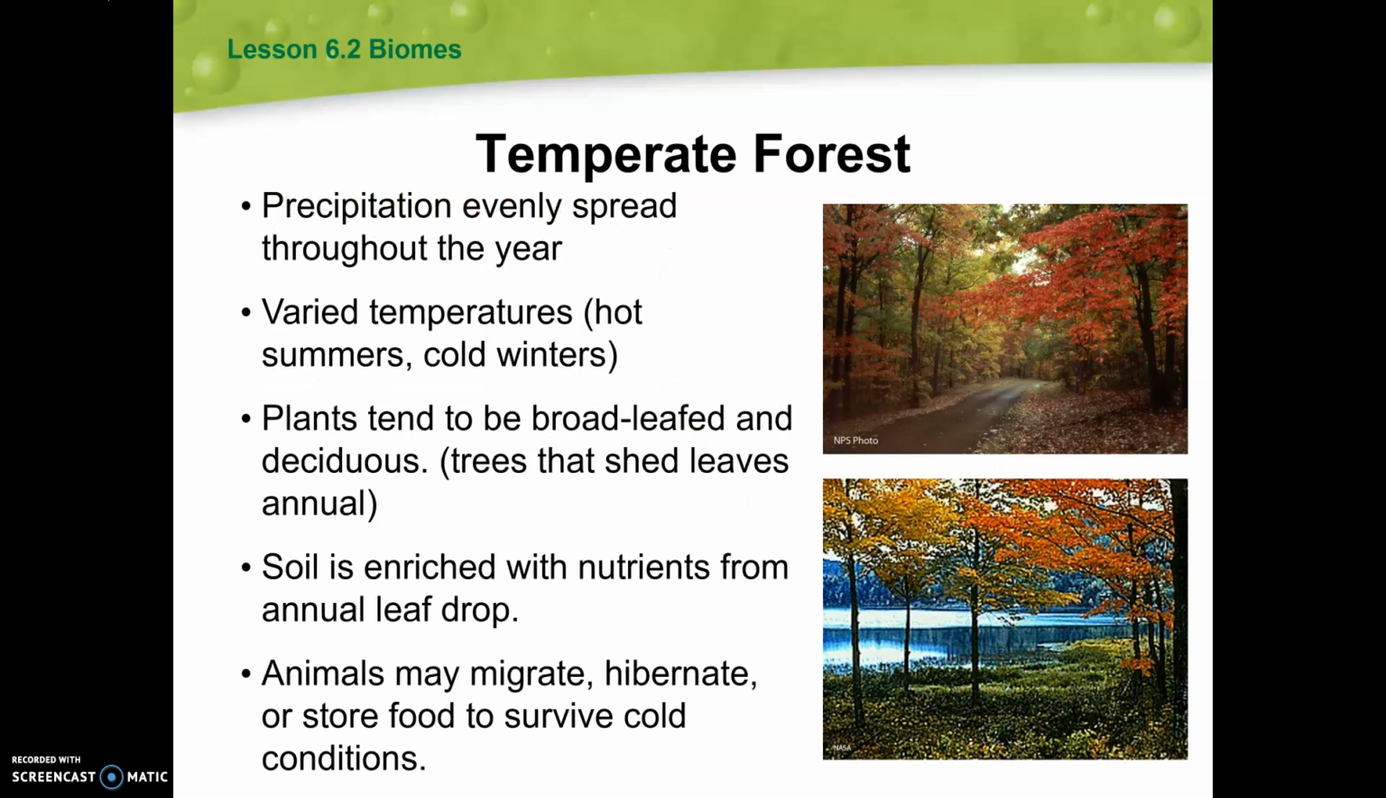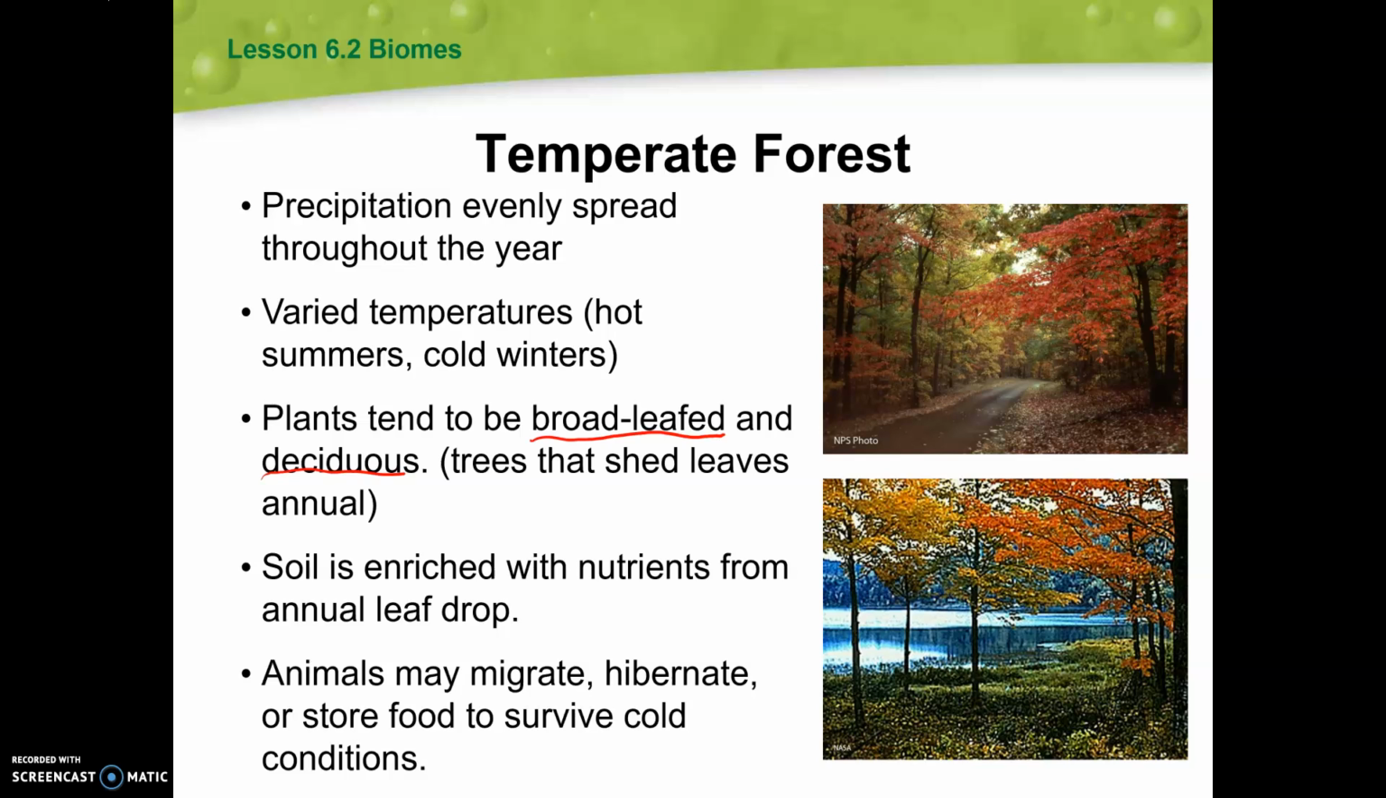Some characterizing factors: our precipitation is spread evenly throughout the year. Temperatures vary with season, so we have very hot summers and cold winters. Our plants tend to be broadleafed, so they have that high surface area that we talked about in our rainforests, and deciduous. So when we say deciduous, when the temperature gets colder in the fall, those trees shed their leaves. It's important to know the difference between coniferous forests and deciduous forests.